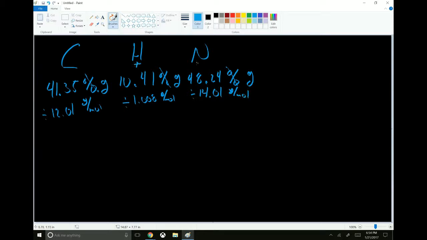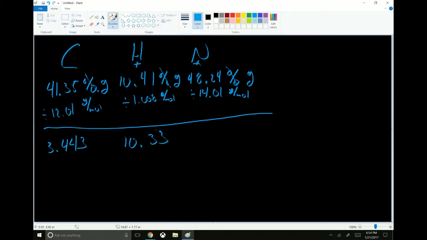Now remember, even though hydrogen and nitrogen are both diatomic elements, we use the atomic mass, not the molecular mass, for the empirical formula. Okay, so when you convert to moles, you get 3.443, 10.33, and 3.443. So now what you're going to have to do is divide by the smallest number. The smallest number here is 3.443. So we divide each of them by 3.443.